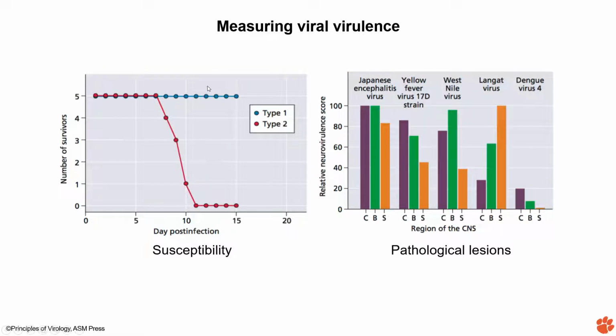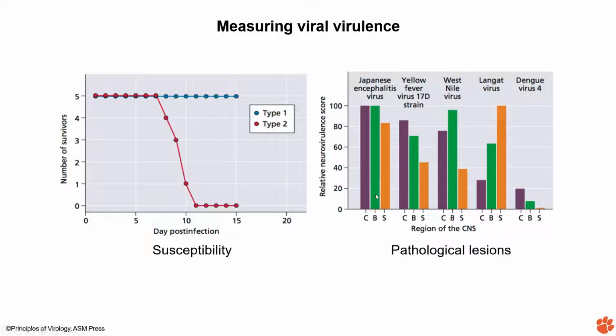So what we are looking at right here is all written in your notes. There are two different types of poliovirus, type 1 and type 2. You can easily see that this is the number of survivors against the day post-infection, and how type 2 and type 1 poliovirus differ in their virulence. Not only that, here you can also look at different viruses, like Japanese encephalitis, yellow fever, and West Nile, and each of them affects a different portion of the brain.